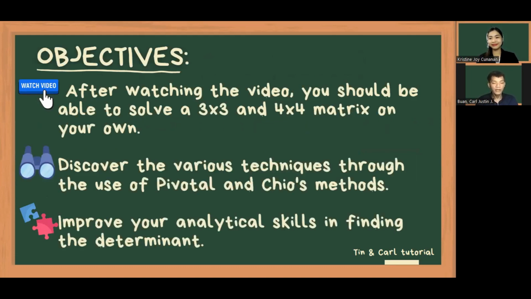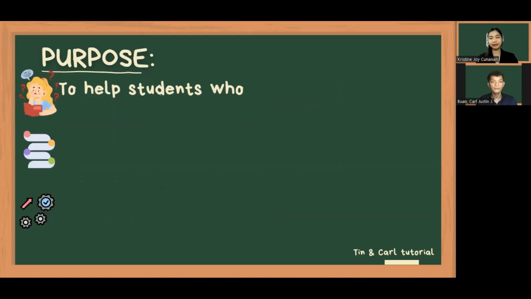Here are the objectives. First, after watching the video, you should be able to solve a 3x3 and 4x4 matrix on your own. The second one is to discover the various techniques through the use of Pivotal and Chio's methods. And lastly, to improve your analytical skills in finding the determinants.